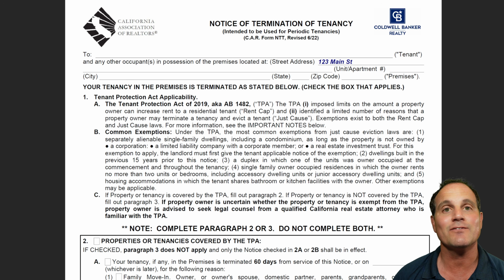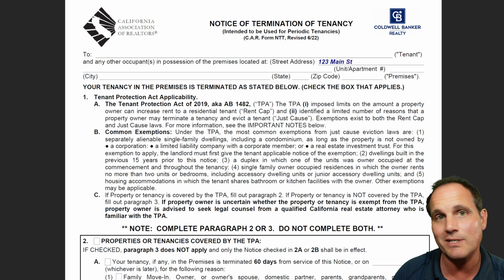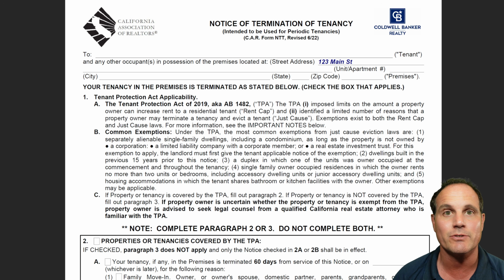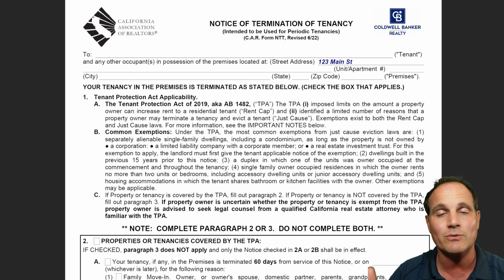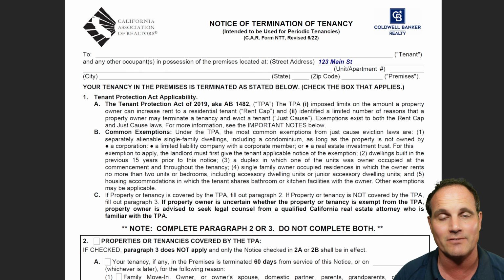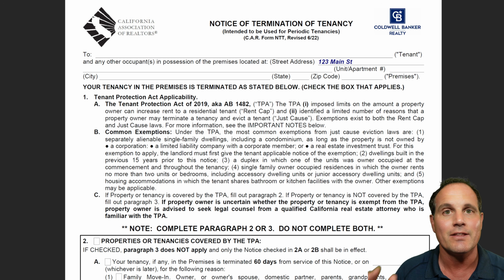Let's dive into the latest California Association of Realtors notice to terminate tenancy. This one is dated June of 2022, so it is brand new. And it's very important to note that you must use the proper language in your form. You don't necessarily have to use this exact form. Your apartment association, landlord association, they should also have forms that have the appropriate language on it.